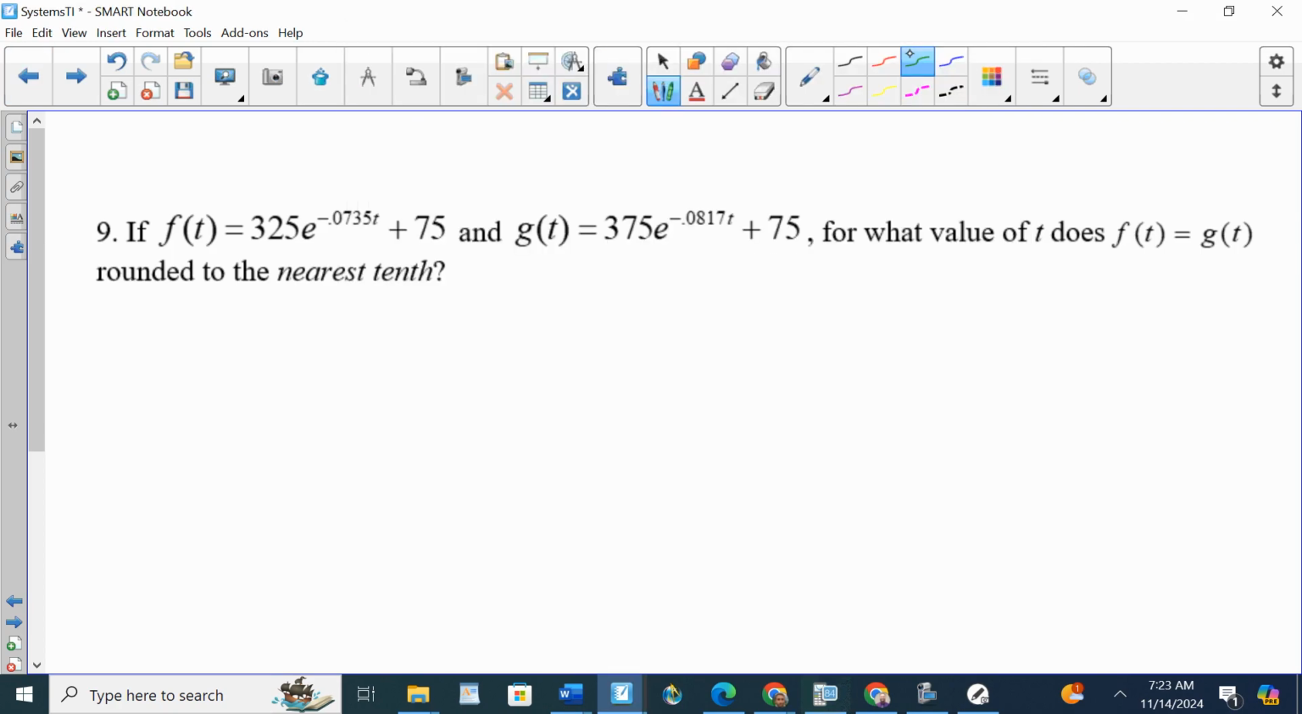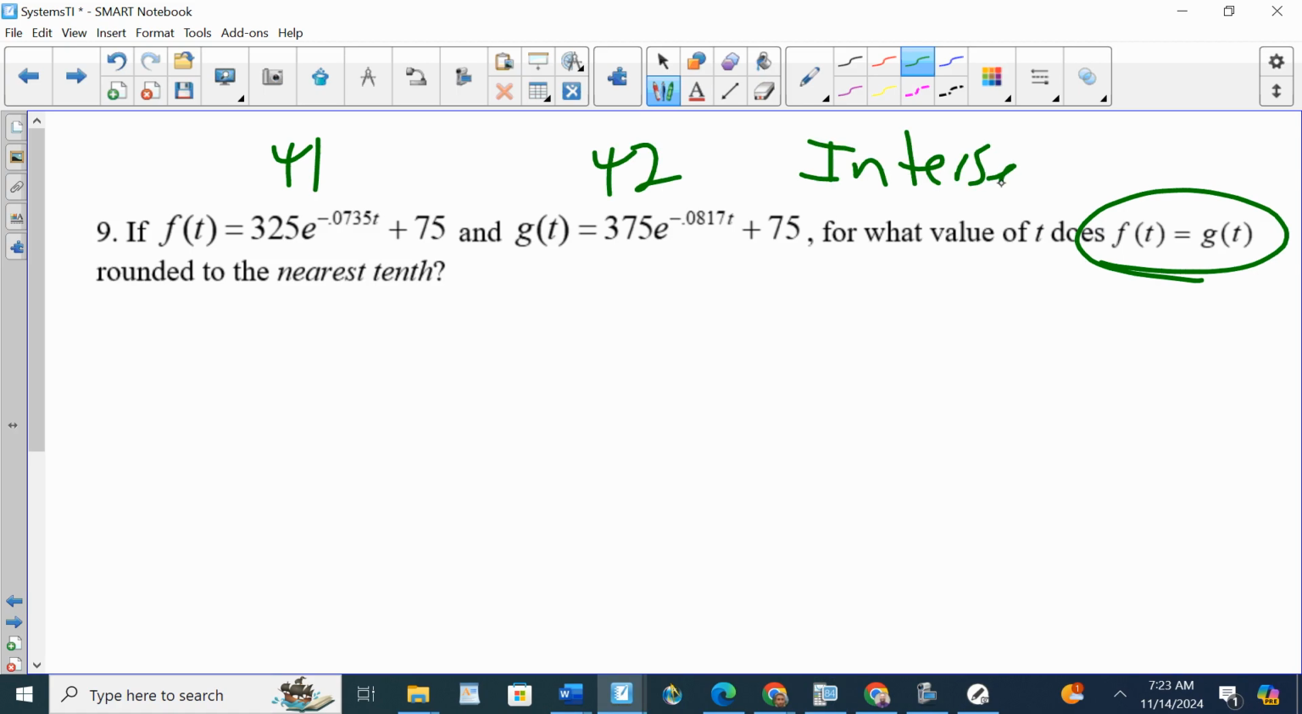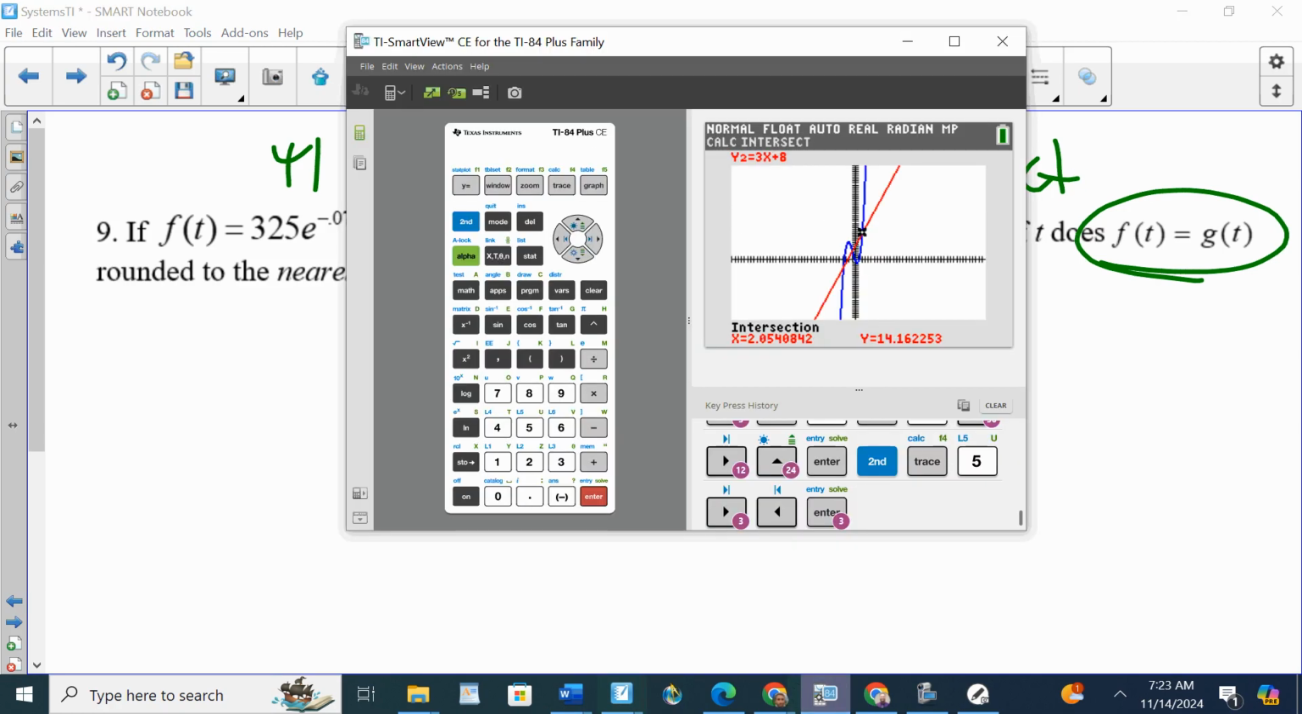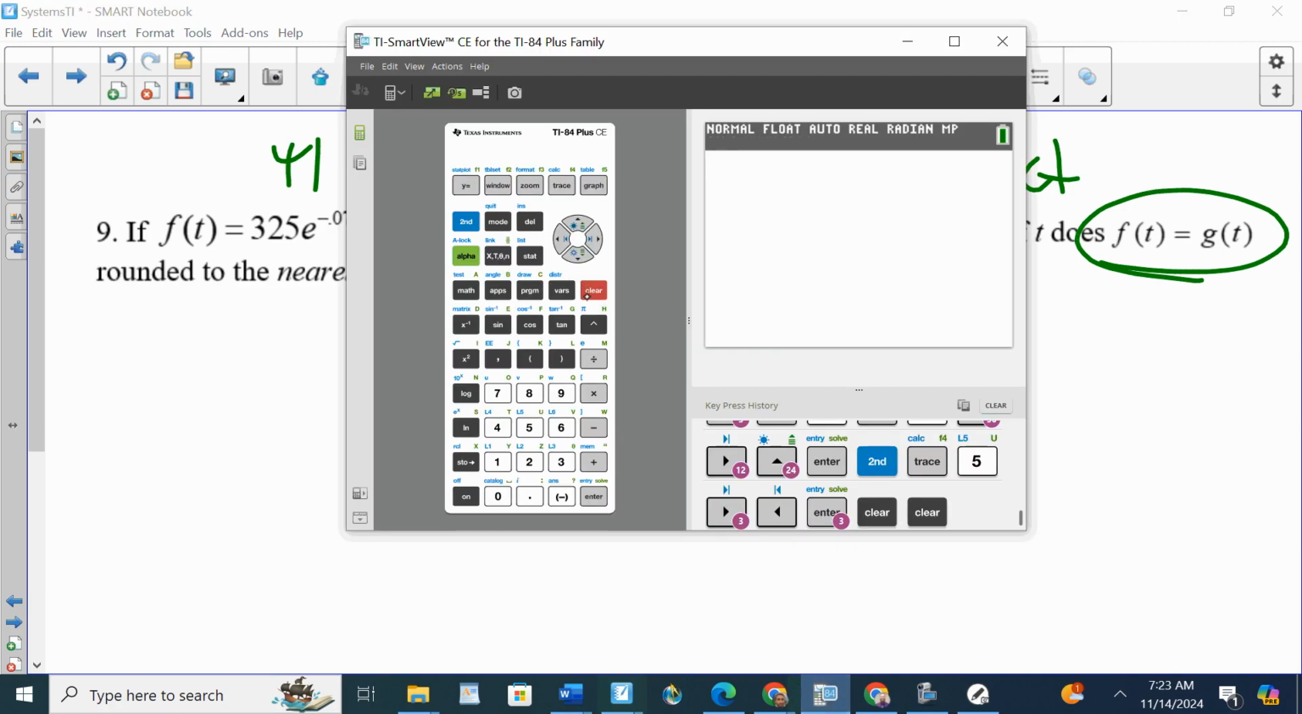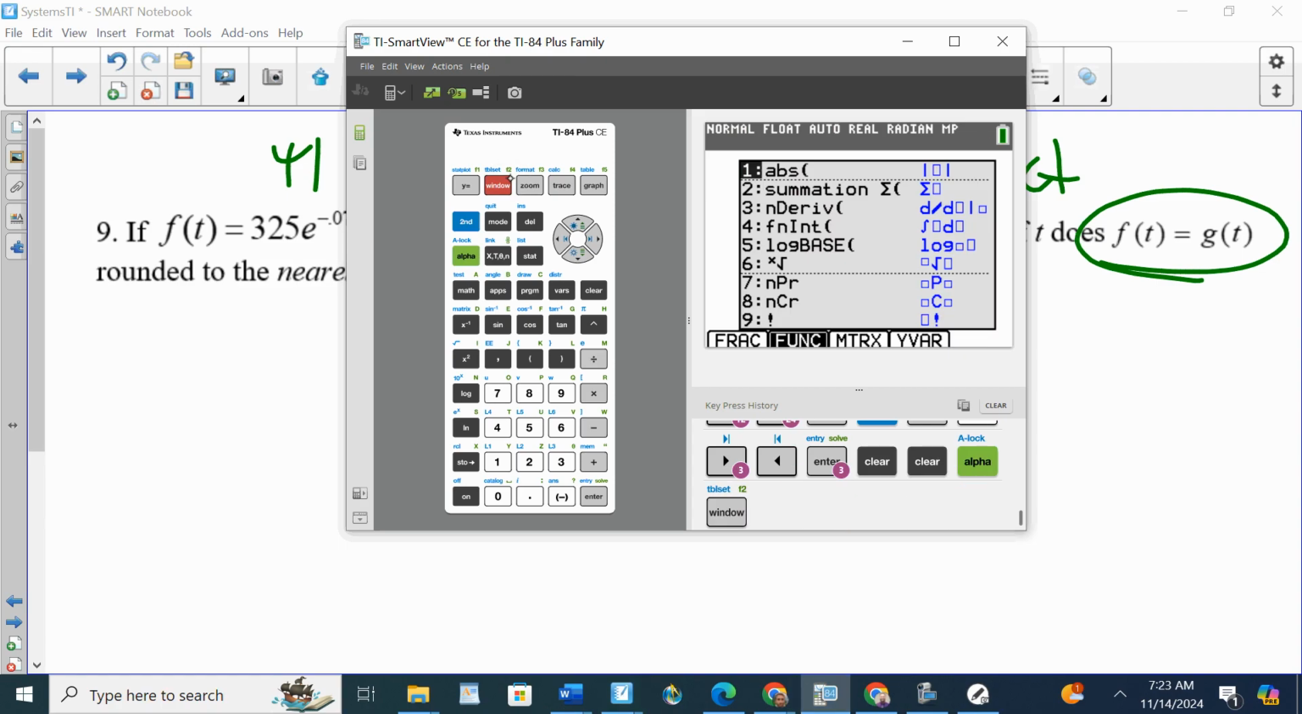It wants f of t equals g of t, so y1, y2 intersect. Before we go any further, we didn't do examples that utilize this much, but if you're looking for something in your calculator, alpha window has pretty much everything you need. So you may see absolute value bars, alpha window 1. You may see log base, alpha window 5. You don't generally see radicals, but if you did, it's alpha window 6. So if you can't find something, alpha window should have it.